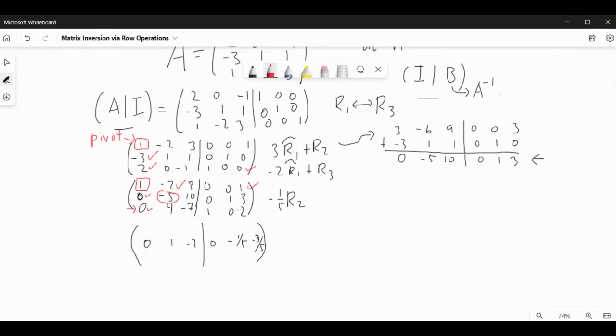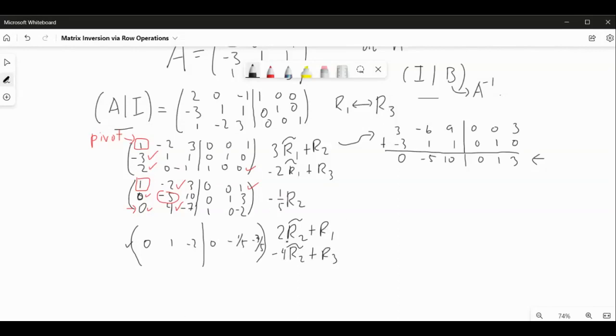So the minus 2 would have to be transformed into a 0, and 4 here would also have to be transformed into a 0. So to be able to do that, I specify the operations I will have to carry out. So my new second row, which is this, is R2 tilde. So I can multiply R2 tilde by 2 and add that to R1. And also multiply R2 tilde by minus 4 and add that to R3.